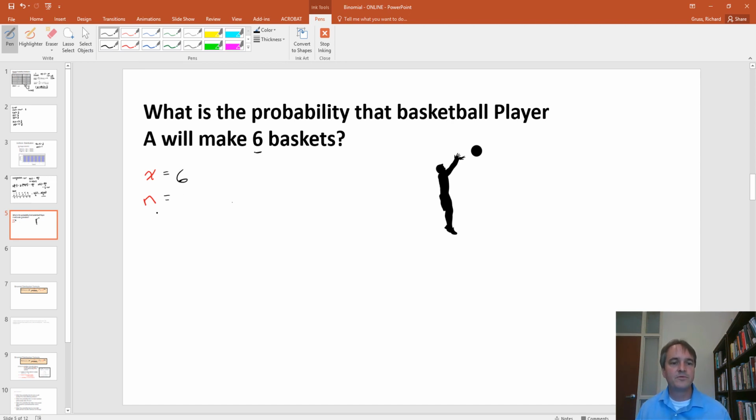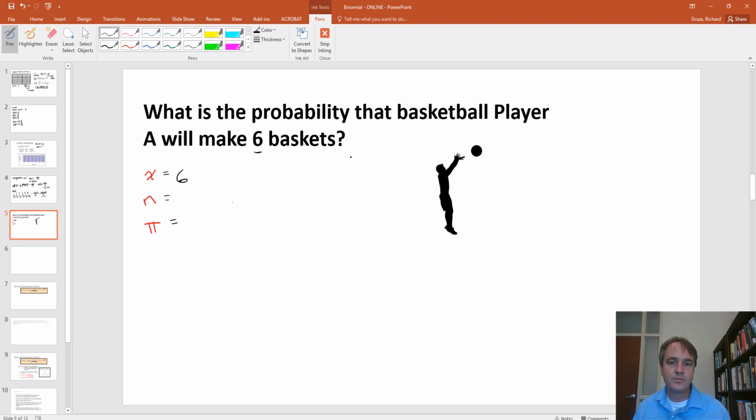So we've got n, and we don't know what this is. It's not given in the problem. But what else do we need to know? Is that enough? Well, in addition to knowing how many, and how many we're looking for, we're also going to need to know something else. That is, how good is the player? And that will be embodied in the probability that he or she will make an individual basket.